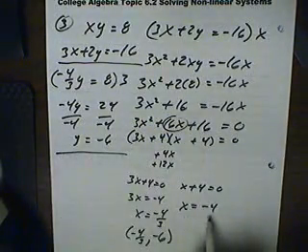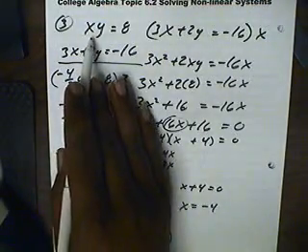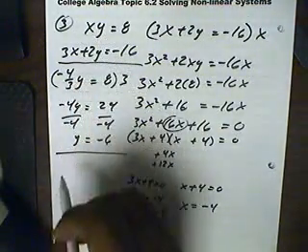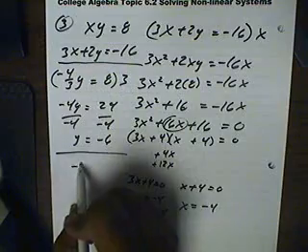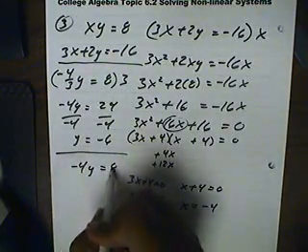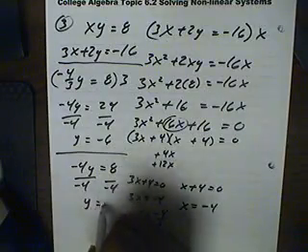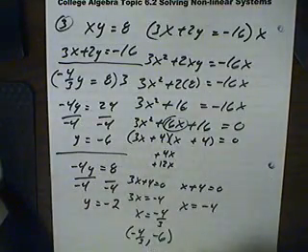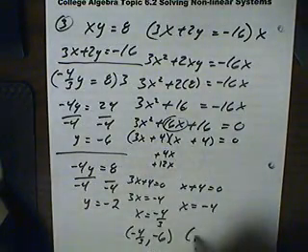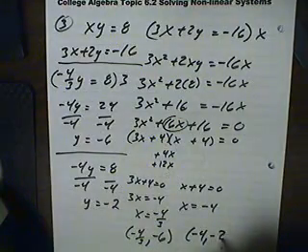And let's go back and put x is negative 4 into xy equals 8. We'll then get negative 4y equals 8. And we'll divide by negative 4 on both sides. And y will equal negative 2. So the next point will be negative 4 comma negative 2.